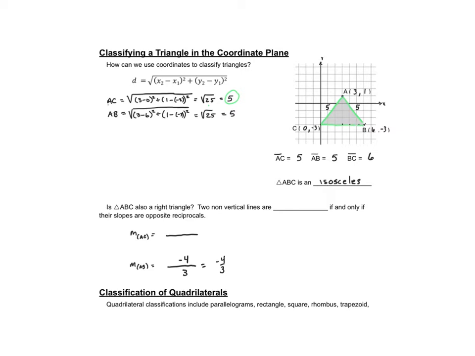Looking at AC, on the other hand, we have a negative 1, 2, 3, 4. So I go down 4, and I go left 1, 2, 3, negative 3. So I have a slope of 4/3 for that. So I would say that these two lines are not negative reciprocals. They are just opposite signs of each other. So let's see here, two non-vertical lines are perpendicular if and only if the slopes are opposite reciprocals, and in this case they are not. This is not a right triangle.